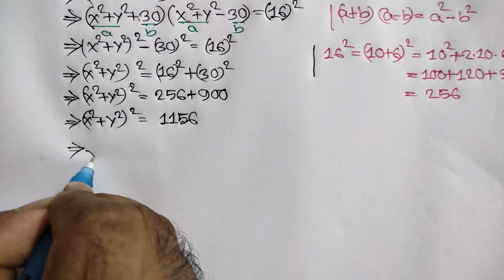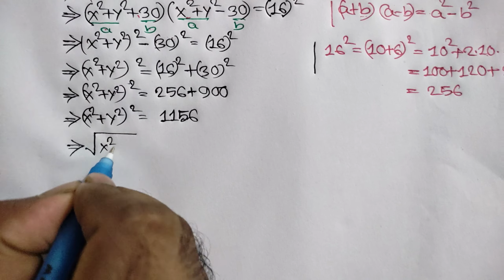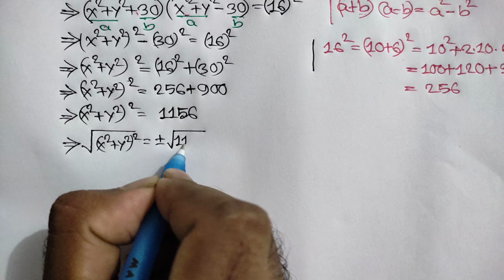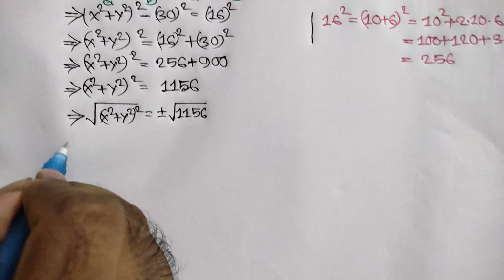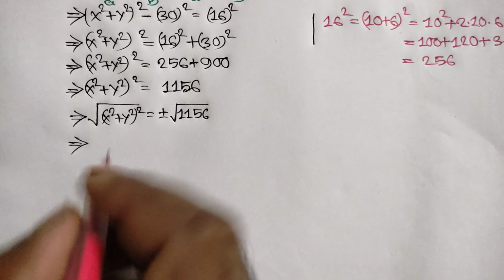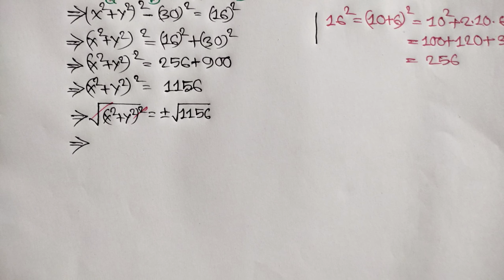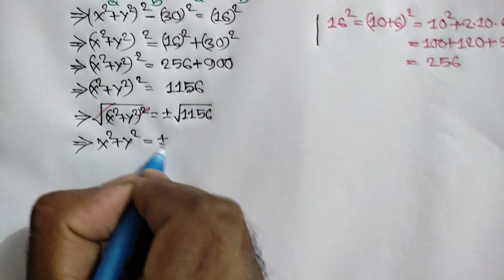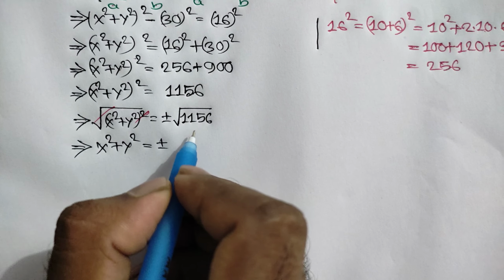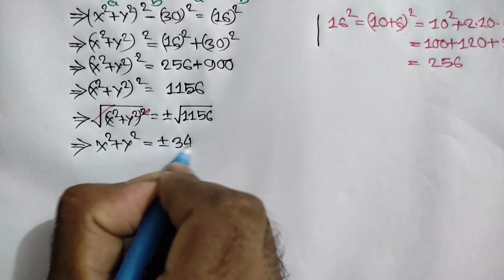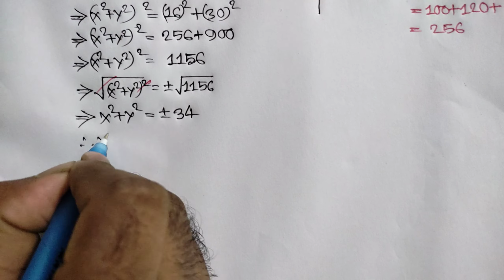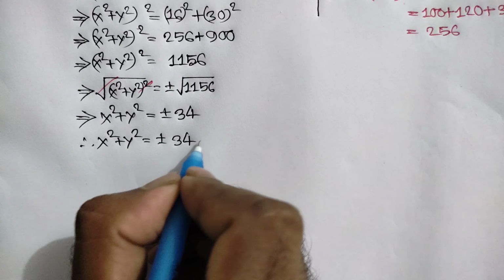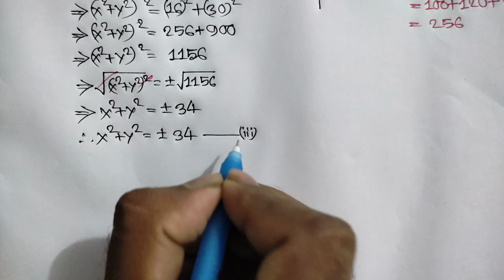Now taking square root on both sides, we can write square root of x square plus y square whole square is equal to plus or minus square root of 1156. Now this square cancels out this square root, so we will get x square plus y square is equal to plus or minus square root of 1156, which is 34. So we will get the value of x square plus y square is equal to plus or minus 34, and it is called equation 3.